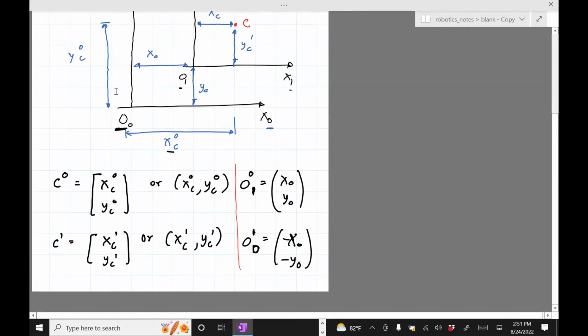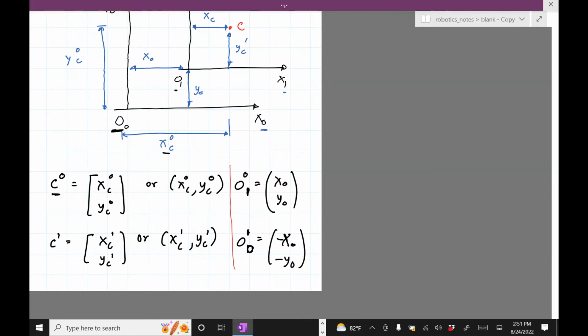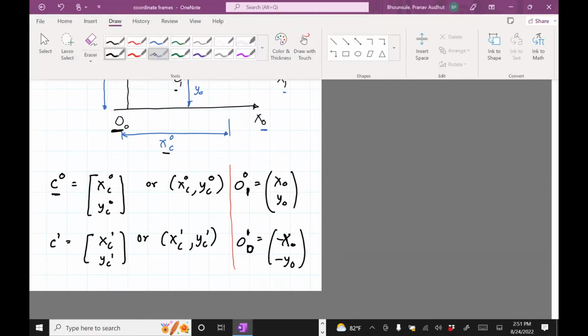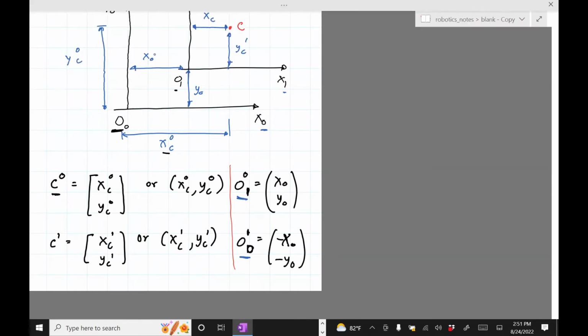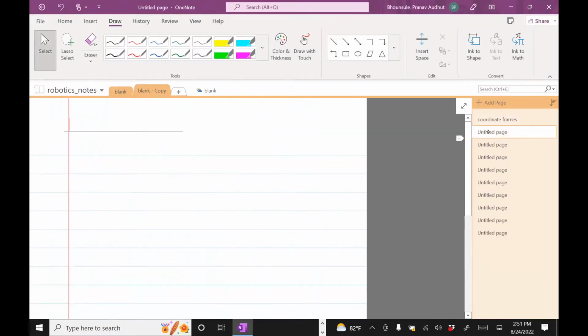The main purpose of writing all this down is to agree on a notation. The notation is that the frame number always goes as a superscript, and then we use the index, the name, to be whatever point we're representing. So that's translation. Let's look at rotations.